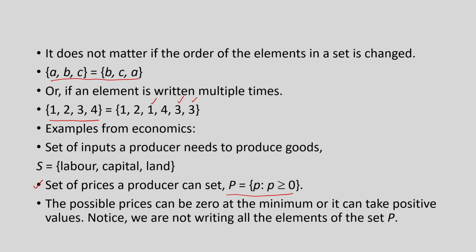In this example, when I have written this capital P, I have just mentioned the property of any price. I have not written all the members of this set P. I have not enumerated all the members of this particular set P. I have just written that small p, which is an element of capital P, can be positive and the minimum value it can take is 0.